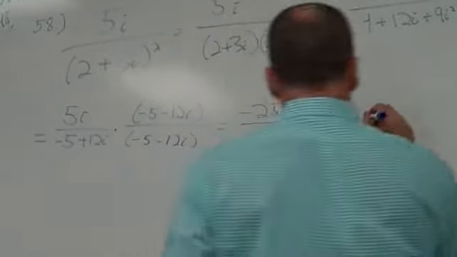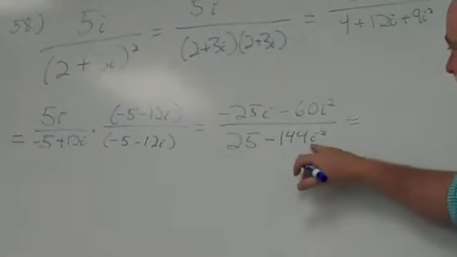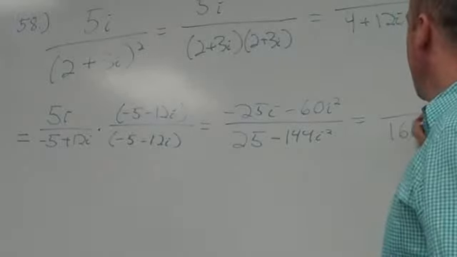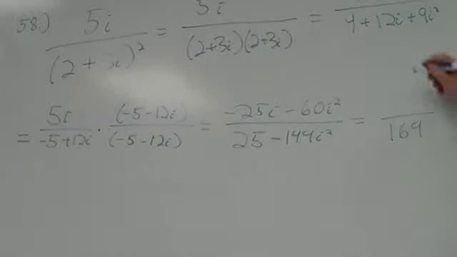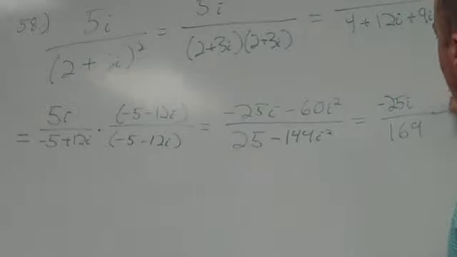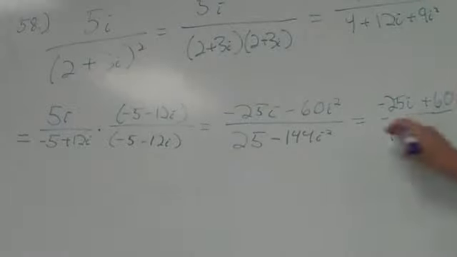Okay, Michelle thinks so. i squared is negative 1. I'm going to have 169 on the bottom. On the top, this is negative 25i plus 60, because i squared is negative 1 again. So my final fraction will be something like 60 over 169 minus 25 over 169i.